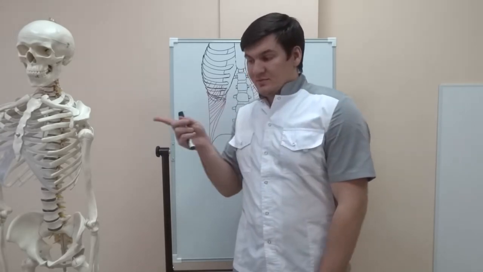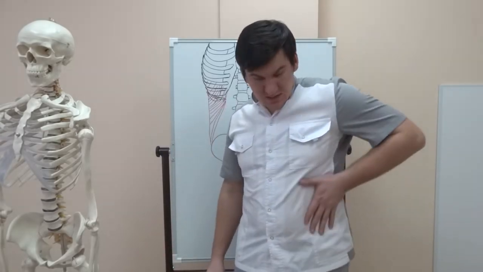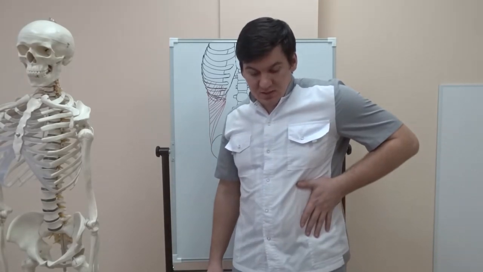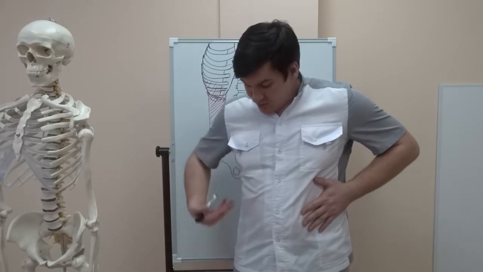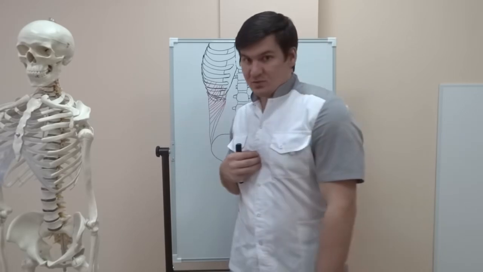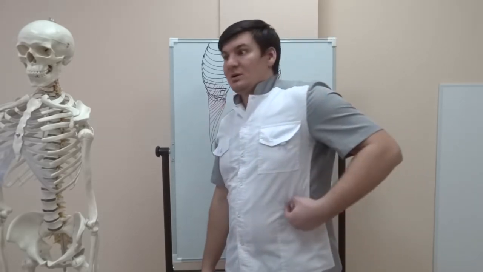When I turn to the right, the external oblique abdominal muscle on the left side is engaged. Here it is. And the internal oblique abdominal muscle on the right side is engaged as well. In other words, these muscles work together simultaneously, the external oblique and the internal oblique. During the turn, the external oblique muscle on one side contracts, while the internal oblique muscle on the opposite side stretches. This is what happens during a rotation.